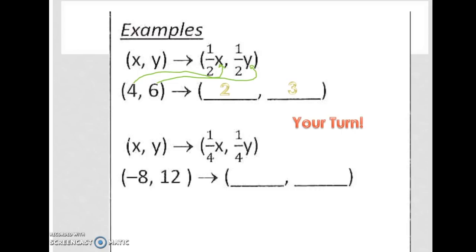Okay, let's see what you got. You got 1/4 x and 1/4 y. You're going to use the coordinates -8 and 12 and substitute those x and y values in. So -8 is going to get substituted in for my x value. So I have 1/4 times -8, which will leave me with -2. And I have 1/4 times 12. When I substitute in my 12 for my y value, it's going to give me 3. Hope you got that. Hope this makes sense. Remember, you can always pause, rewind, rewatch as many times as you like.